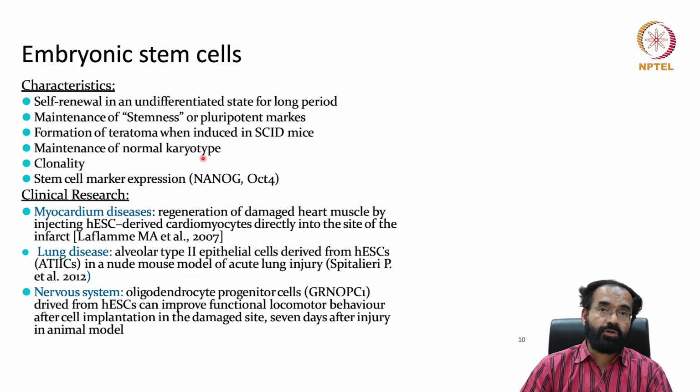Maintenance of normal karyotype. Karyotype means the number of chromosomes. We have 46 chromosomes, 23 pairs. So that is the karyotype of human. That should be maintained as it is, because of division, we cannot change.